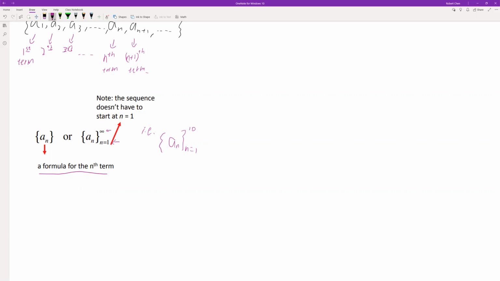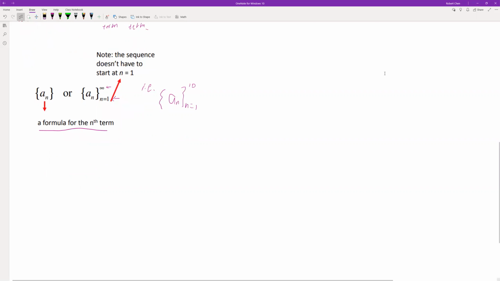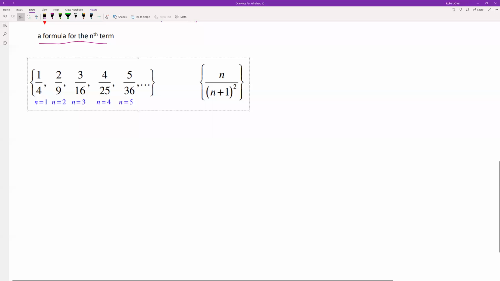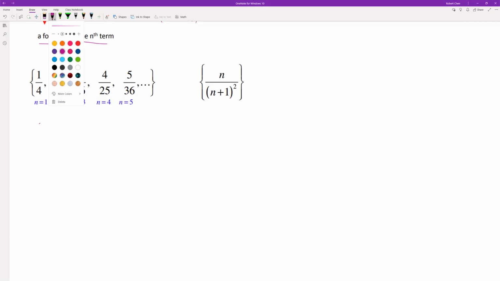Let's take a look at one quick example using formulas and different terms. Let's say what we have here, the first term is 1/4, a1, a2, a3, a4, and a5. In the first 5 terms, you can see down the bottom we have n equals 1, 2, 3, 4, and 5. So all that means is that 1/4 is the first number in the sequence, 2/9 is the second, and 3/16 is the third, and so on.